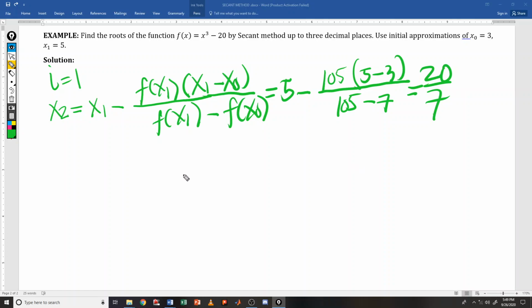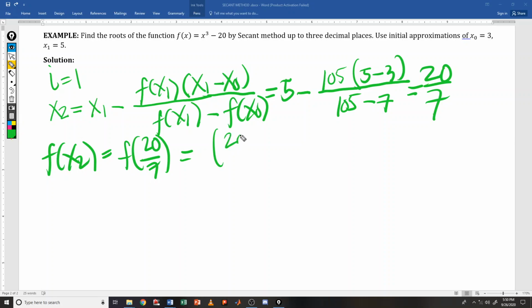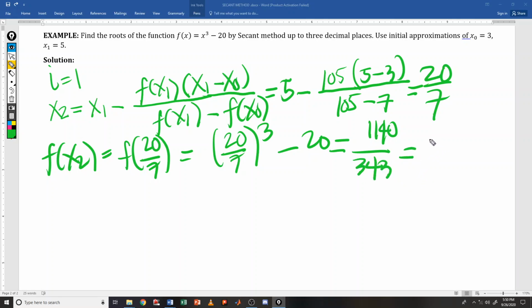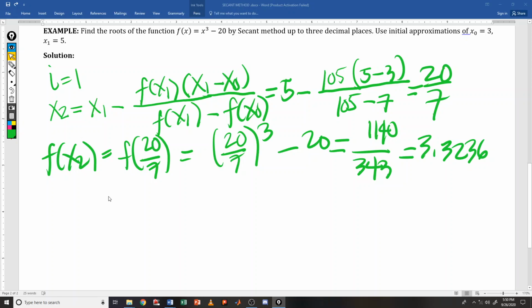Okay, so we'll continue by solving f of x2. We substitute the value we got, 20 over 7, into our function: 20 over 7 cubed minus 20. So we get f of x2 equal to 1140 over 343, which in decimal is 3.3236. Okay, let us continue. Having solved f of x2, we can solve for x3.